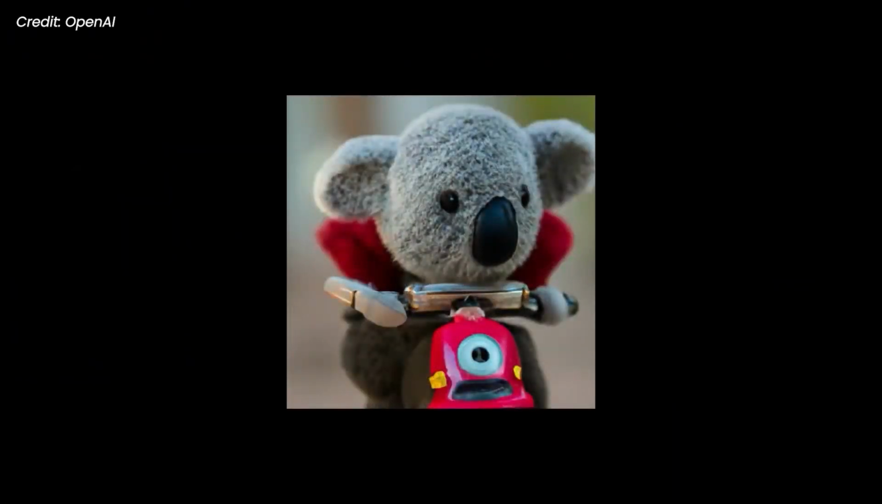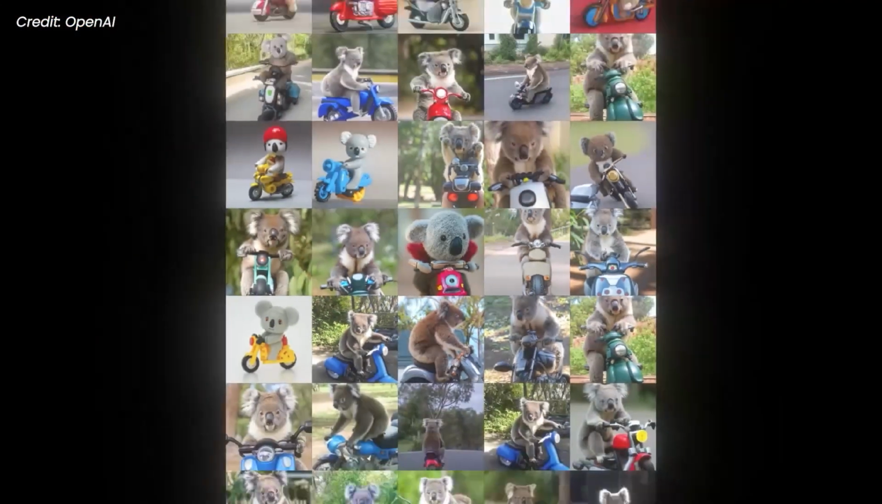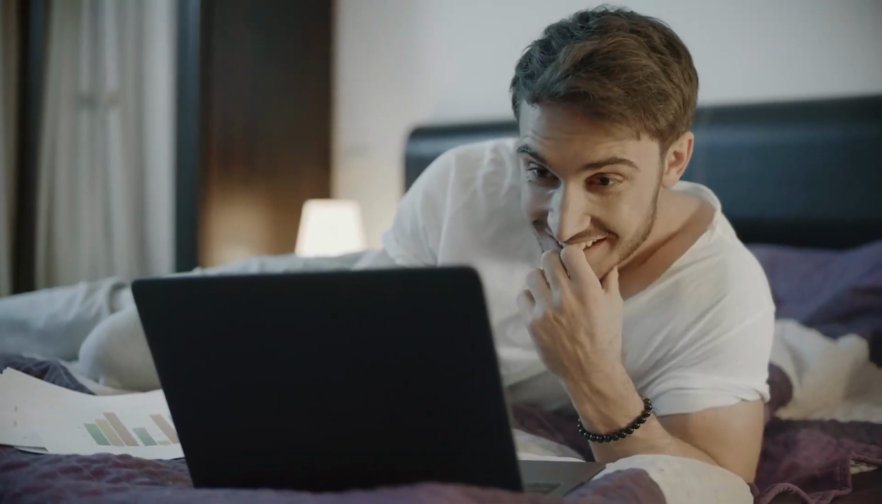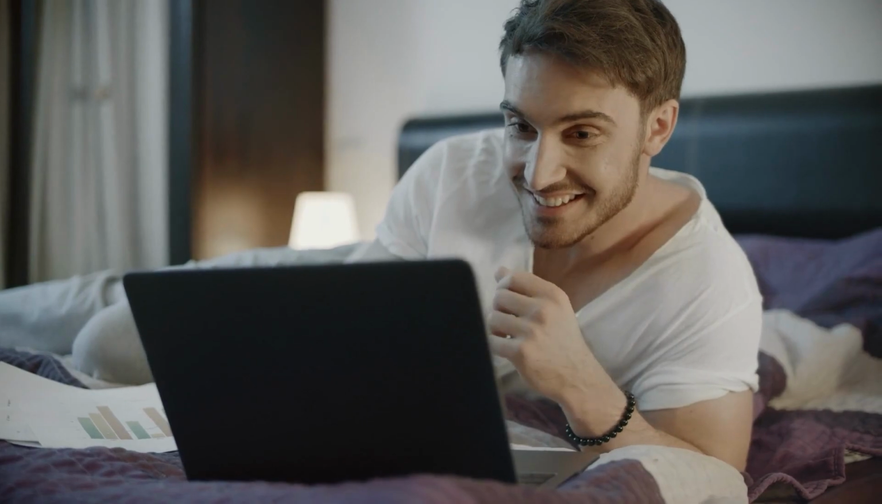It's important to note that Dalle generates images from textual descriptions, not from pre-existing images. This means it's capable of creating truly novel and imaginative images, limited only by the descriptions it's given.